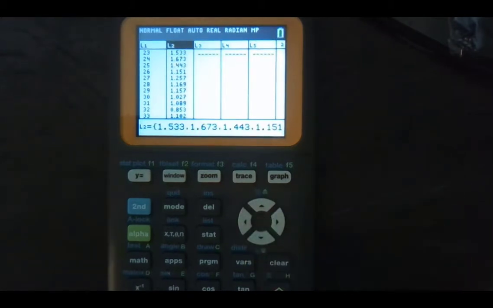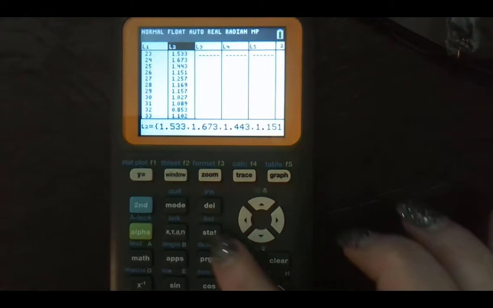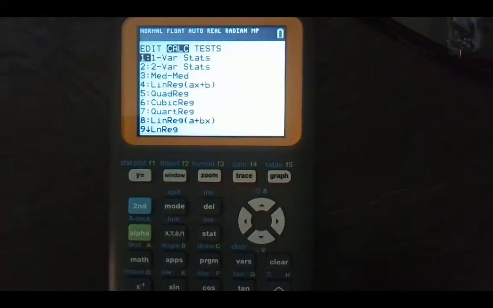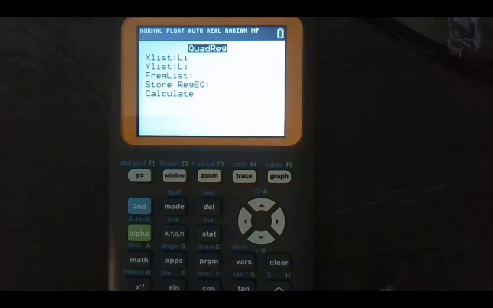Once you have this, you're going to press Stat, go over to Calculate, and choose Quadratic Regression, which is number 5. Your x-list is in L1, your y-list is in L2, and you're going to do two things. First, remember that it's always important to store your regression equation, because in part B of this example we're going to be calculating the quadratic regression and the scatter plot. So it's good to do that here.